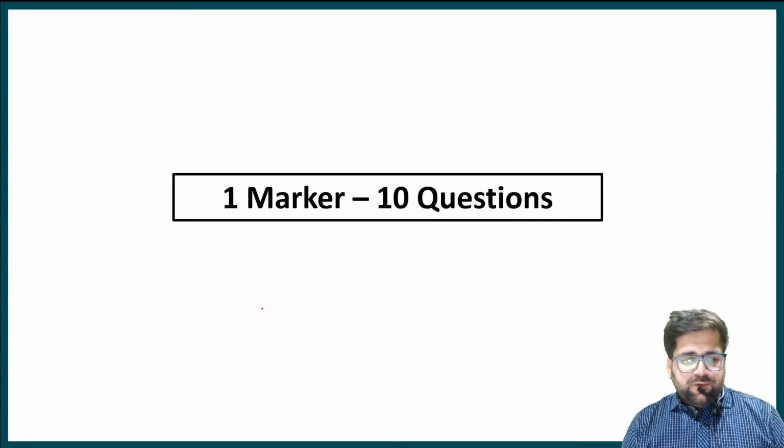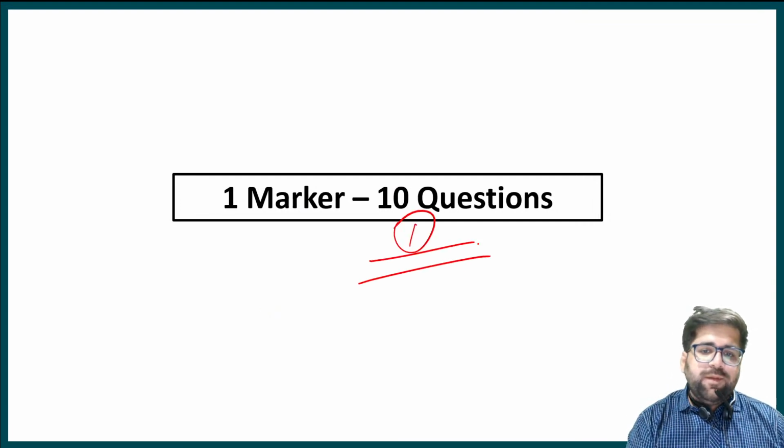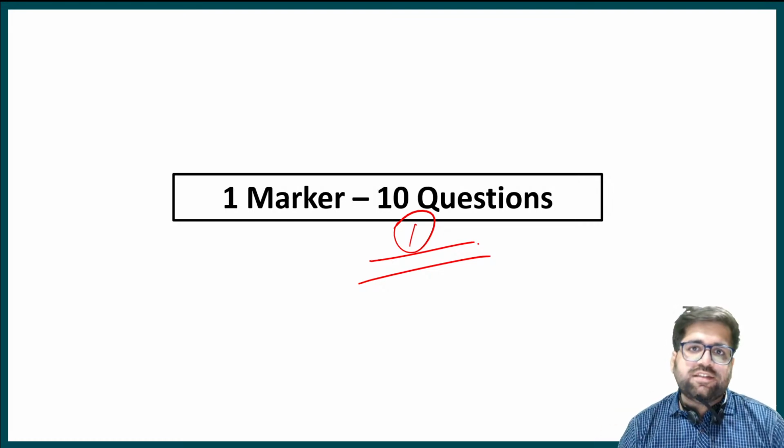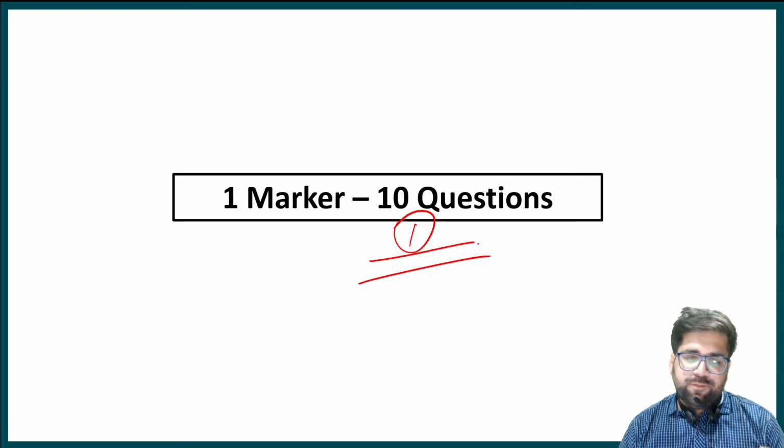So now first we will be discussing the one-marker questions. There were 10 questions of one marker. We all know that the RBI Grade B exam has two components. The first is objective and the second one is descriptive. So first we will be understanding the objective part.